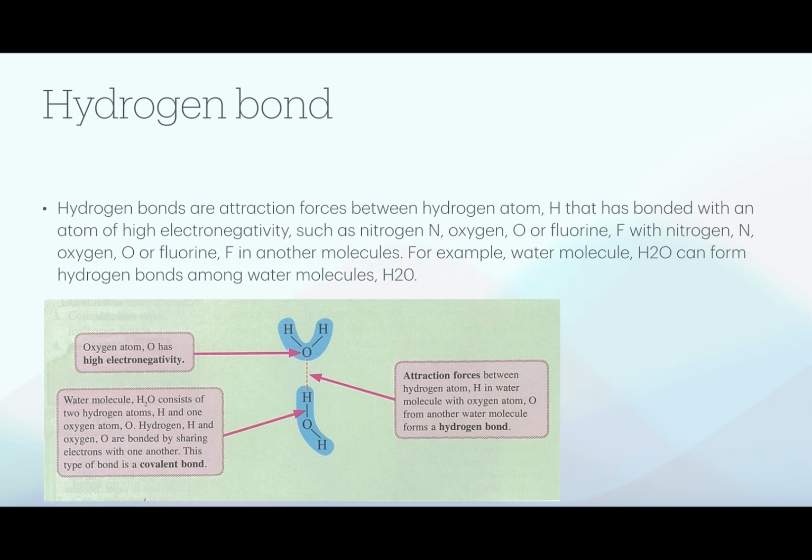Hydrogen H and oxygen O are bonded by sharing electrons with one another. This type of bond is a covalent bond.